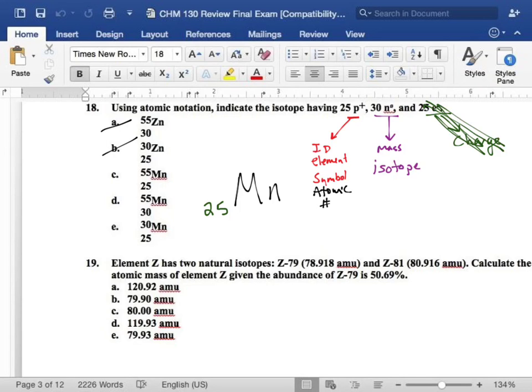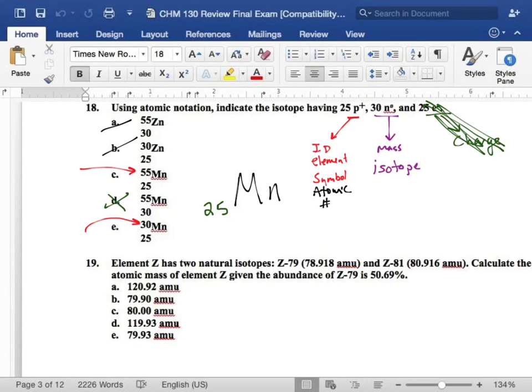If the 25 must get written somewhere in there, it can get written in the lower left, which then means D is wrong. Now what are we looking at? We're either writing a 55 at the top or a 30. What does the 30 correspond to?